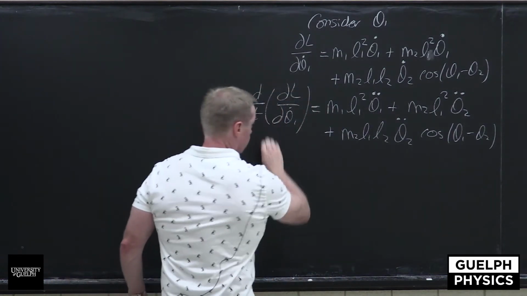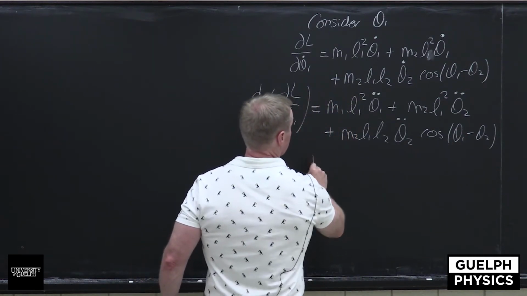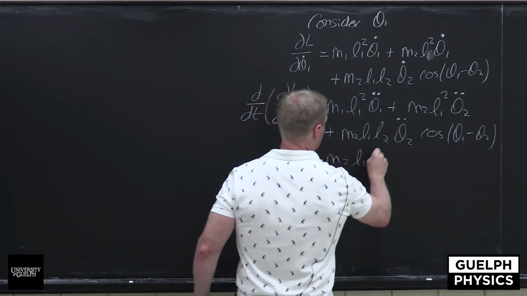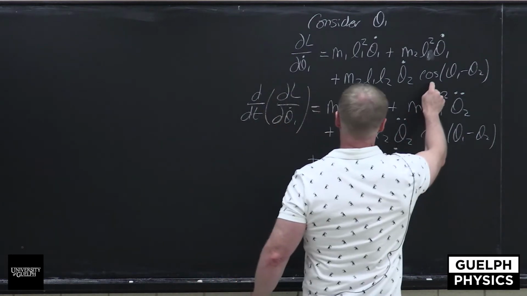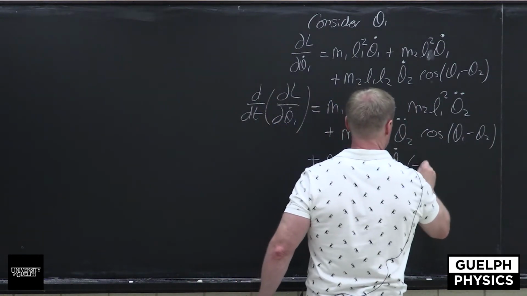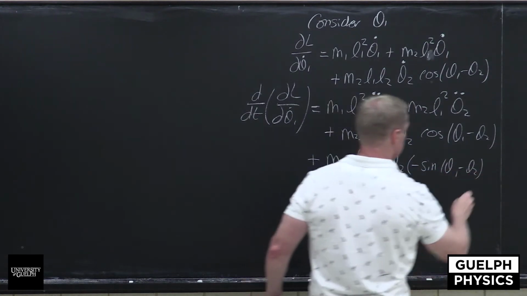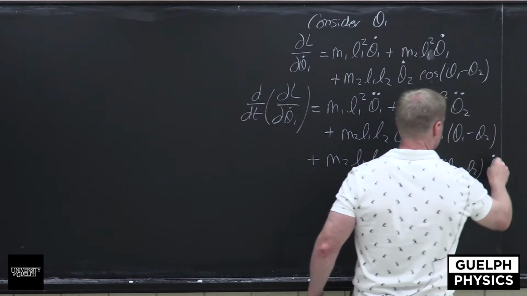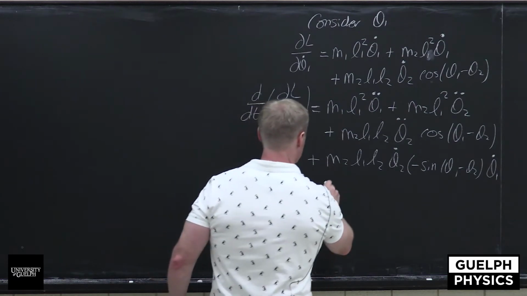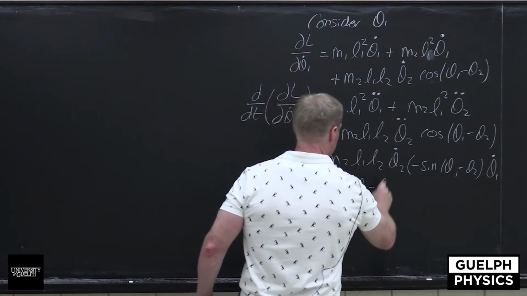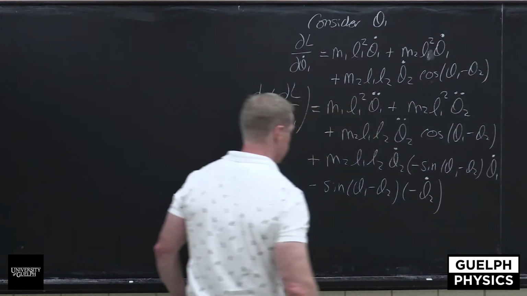But because this is a total time derivative, we then need to take the time derivative of that term. So we're going to end up with a plus m2 L1 L2 theta 2 dot. And then we get a minus sine theta 1 minus theta 2. And there'll be a theta 1 dot. And then we also have a term that's minus sine theta 1 minus theta 2 minus theta 2 dot.